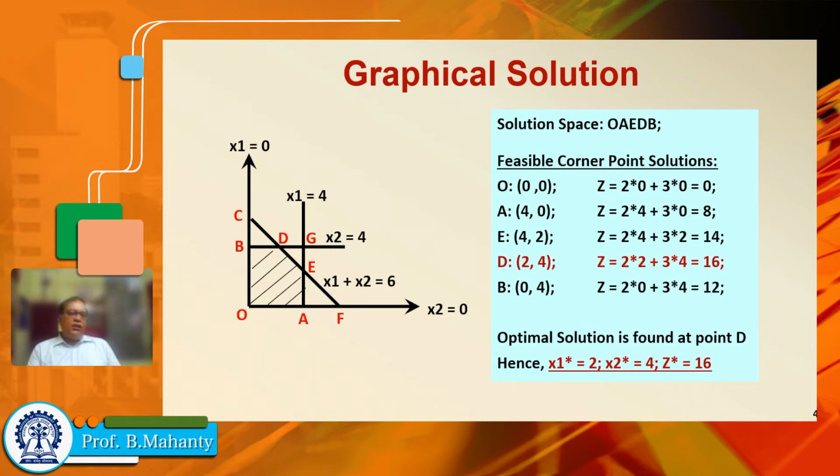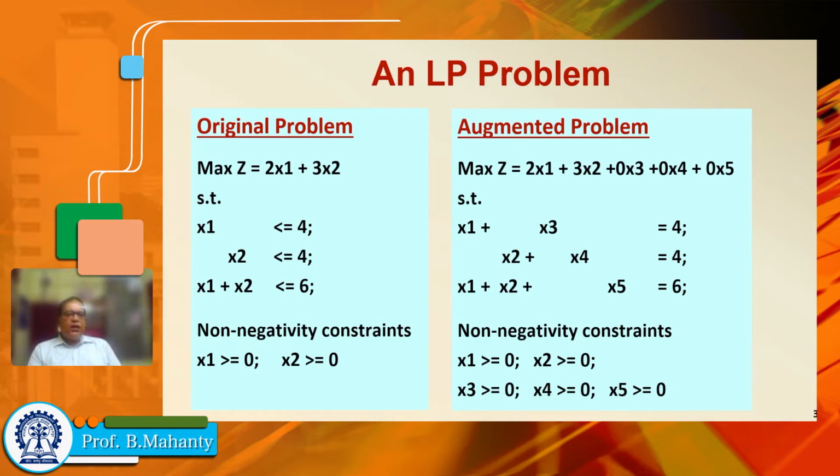So at origin, x1 equal to 0 and x2 equal to 0. At A, what are the variables that are 0? x2 equal to 0 and x3 equal to 0, because x1 equal to 4, so x3 will be equal to 0. But if you go back to the original problem, they are not equalities, they are actually inequalities.